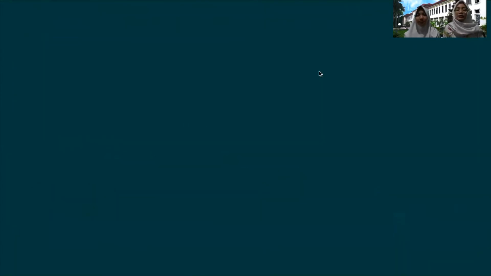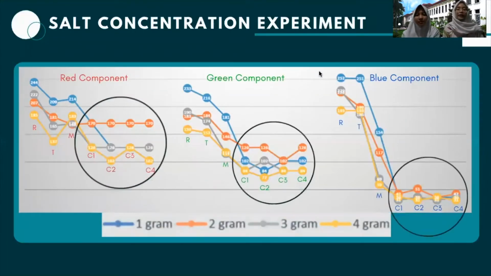And we could also see in the circle, there is the experiment of salt concentration using curcuma. You could see there is a consistency between curcuma 1, curcuma 2, curcuma 3, and curcuma 4 in 1 gram of salt. And also in 2 gram of salt and 3 gram of salt and 4 gram of salt. You can see that in the red component in 2 gram of salt, the number is 170, and it's consistent between the curcuma 1, curcuma 2, curcuma 3, and curcuma 4. And also in the green component and blue component.